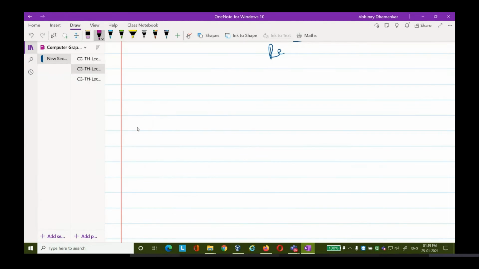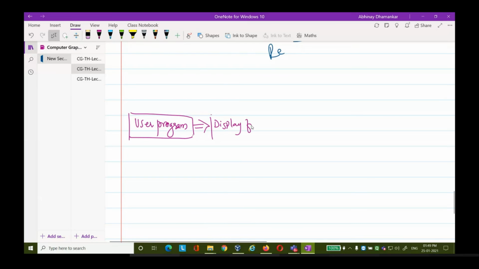Let's say the user program, one block is there, the user program. The user program is written into one file. The user program gets converted into a display file, which contains a series of instructions.